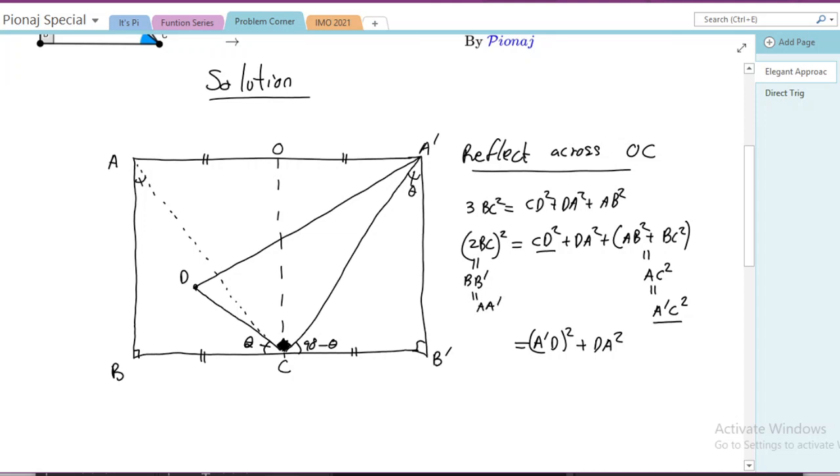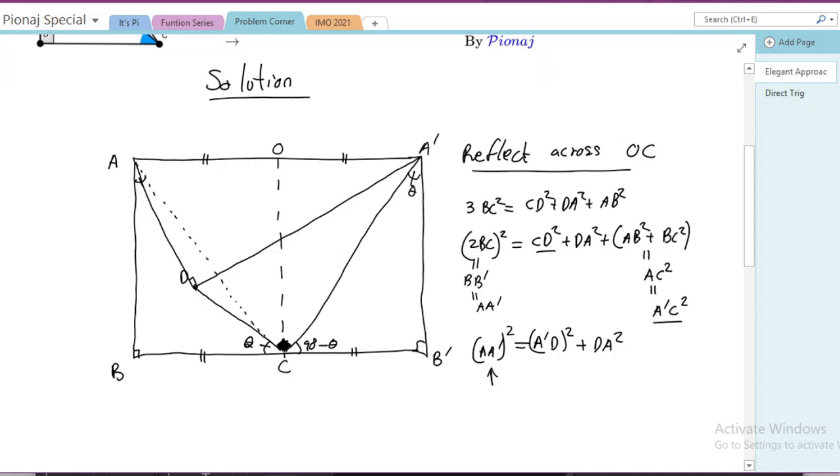Okay, once we've done this, we can write it this way, and we can see that this is just Pythagoras theorem all over again. This simply means that A prime will be the hypotenuse, meaning the angle at D should be right angled. So if we join this, it should be 90.